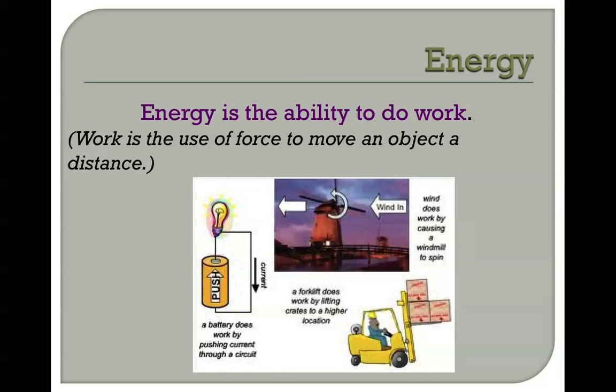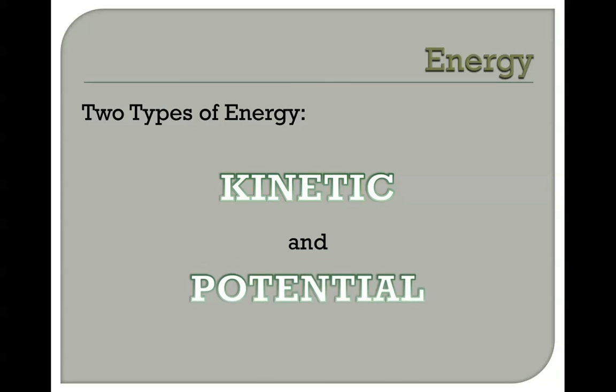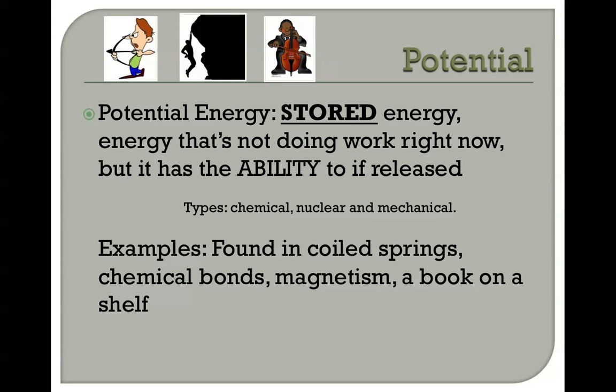So energy is simply the ability to do work. You're going to talk a lot about this next year in physics if you choose to take it. Work is the use of force to move an object a certain distance. Two types of energy: we have kinetic energy and potential energy. We're going to mention each of them.